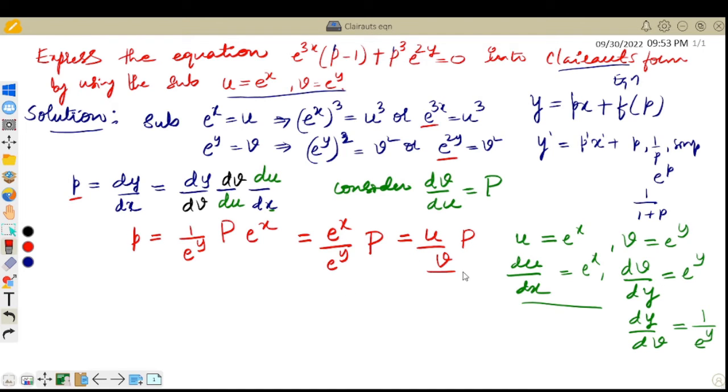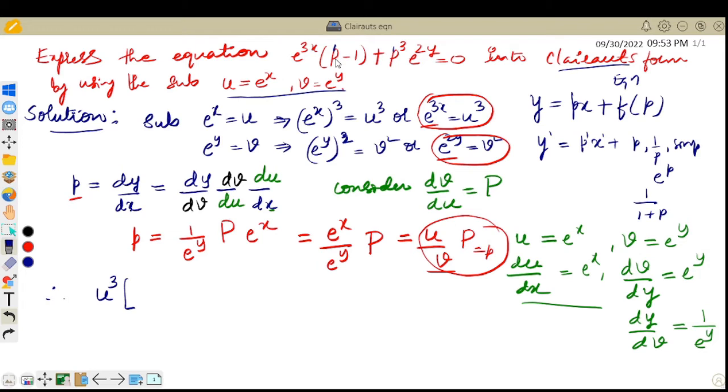So on substitution of all these three values into the given equation, it becomes: e raised to 3x is u cube.